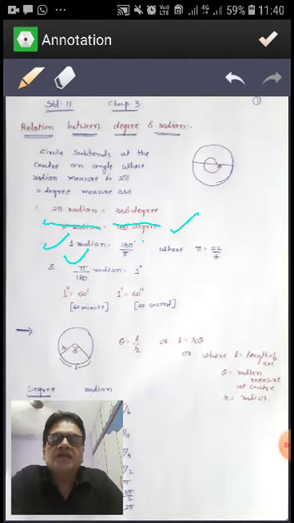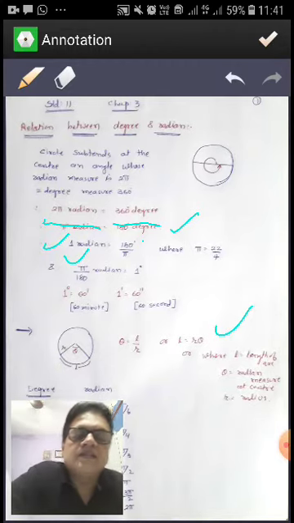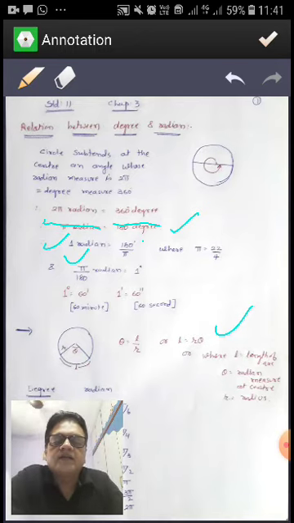Now what is the relation between theta, the angle subtended at the center in a circle, arc, minor arc and radius? Theta is equal to L by R or L is equal to R theta, where L is the length of the arc, theta is the radian measure of the angle subtended at the center, and R is the radius.